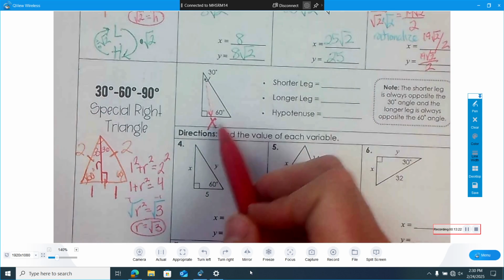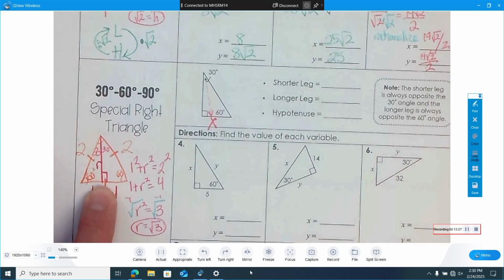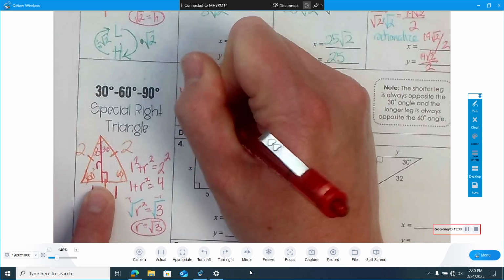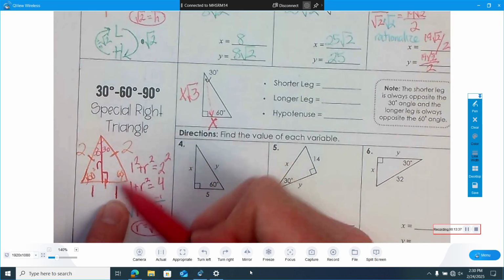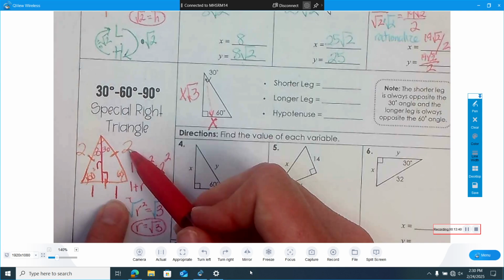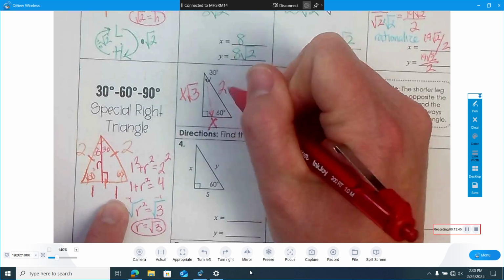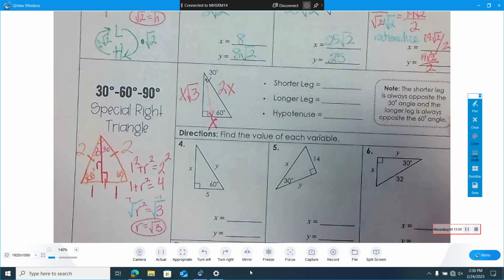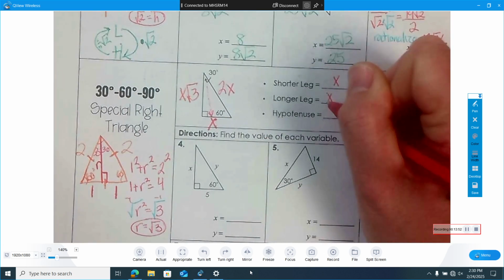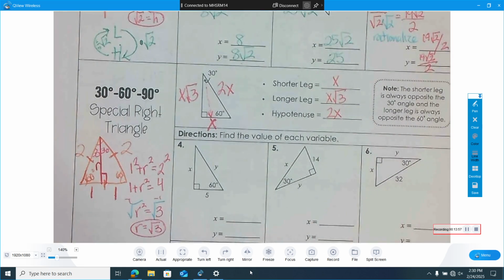Okay. So to get this longer leg, because the 60-degree angle is going to be opposite the slightly longer leg, we just take our short leg and we multiply it by that radical 3. You'll notice the short side is 1, the hypotenuse is twice that. So if I want the hypotenuse, all I have to do is 2 times the short side. Okay? So the shorter leg is x, the longer leg is x radical 3, and the hypotenuse is twice the short leg, or 2x.